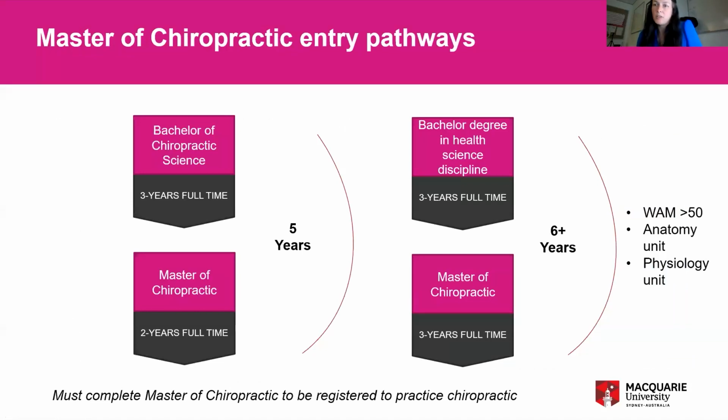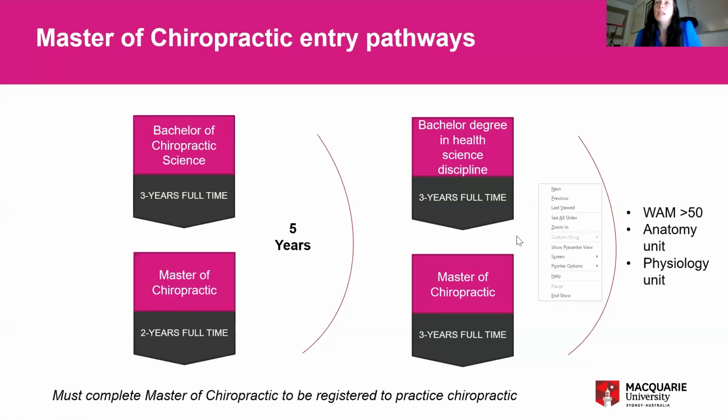In terms of the Master of Chiropractic program itself here at Macquarie University, there's actually two entry pathways. The first entry pathway is if you're coming from the Bachelor of Chiropractic Science, which is a degree that's offered at Macquarie University. As per its name, it has a number of chiropractic related subjects incorporated into that degree. So if you're within the Bachelor of Chiropractic Science, you come into the Master of Chiropractic and you go straight into a 2-year program. Effectively, you don't have to do the first year because you've already covered that material within the bachelor degree.